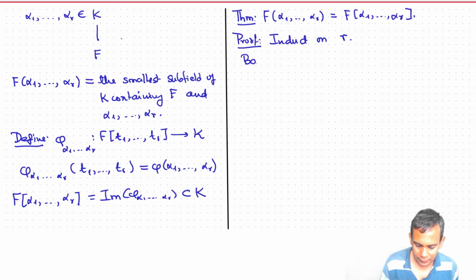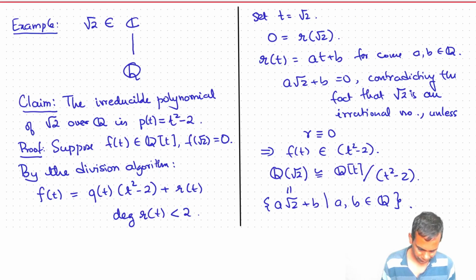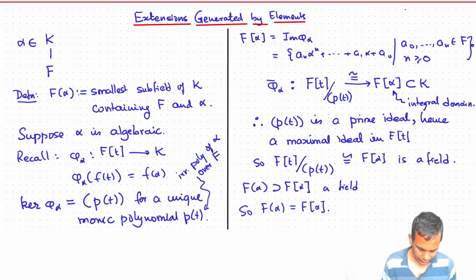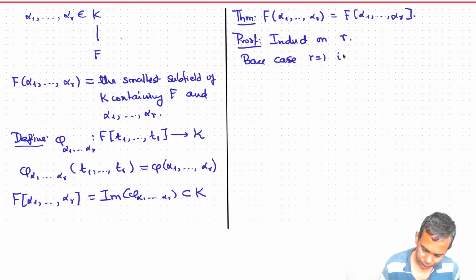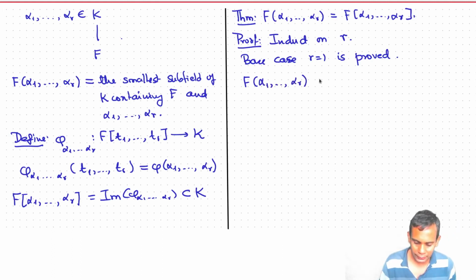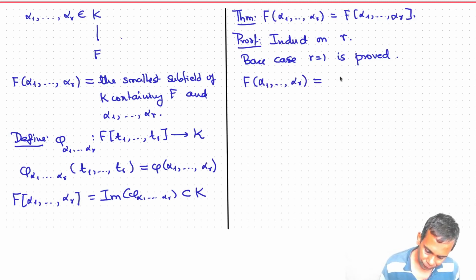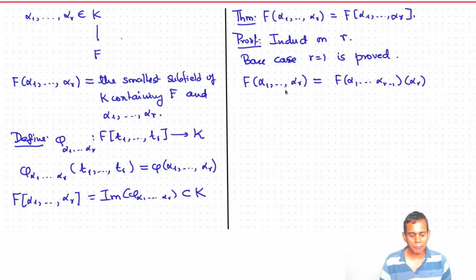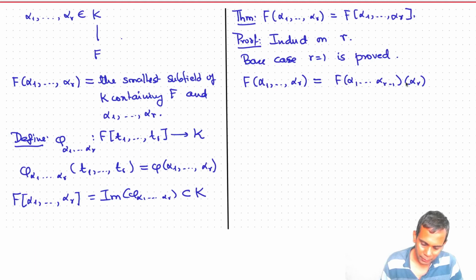So the base case, r equals 1, we've already proved over here. Now let's look at F(alpha 1, ..., alpha r). There's a very simple trick to this. It is just to realize that this is F(alpha 1, ..., alpha r minus 1)(alpha r), the smallest subfield of K containing the field F(alpha 1, ..., alpha r minus 1) and alpha r.